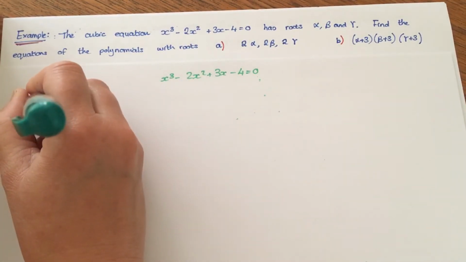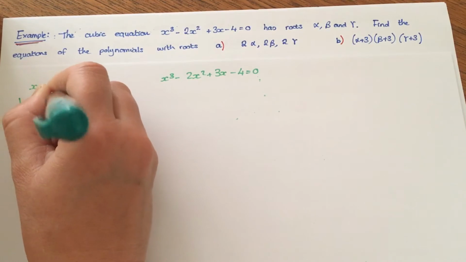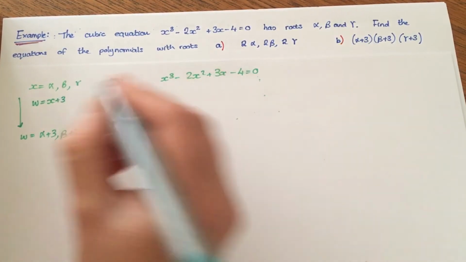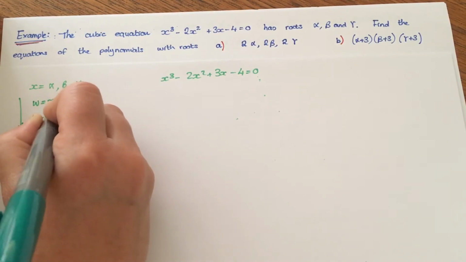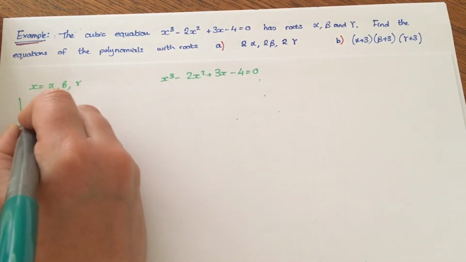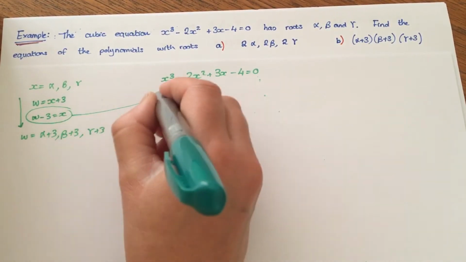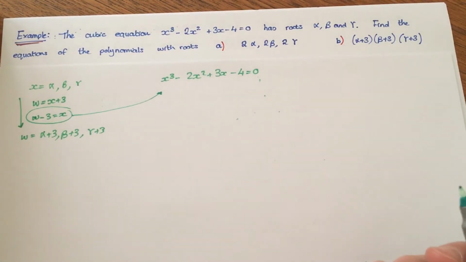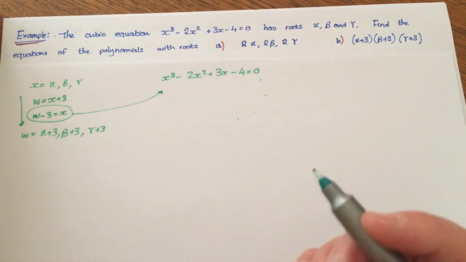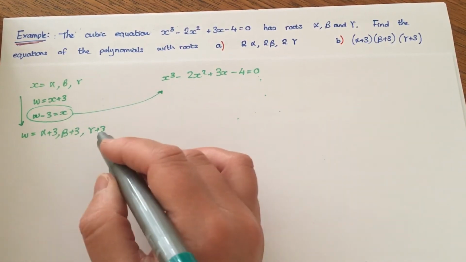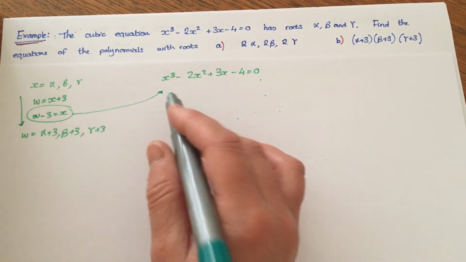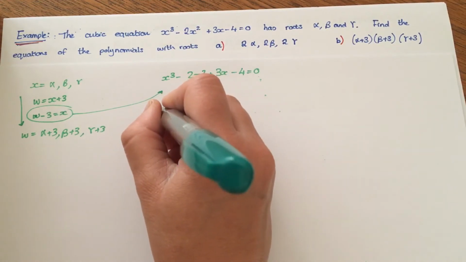Well, w is x plus 3, which means that w minus 3 is x, and that substitution you can plonk straight back into there to get your related equation. So instead of using all those identities like we did in the first method, we can just look at what the translation or transformation is and pop it into there.